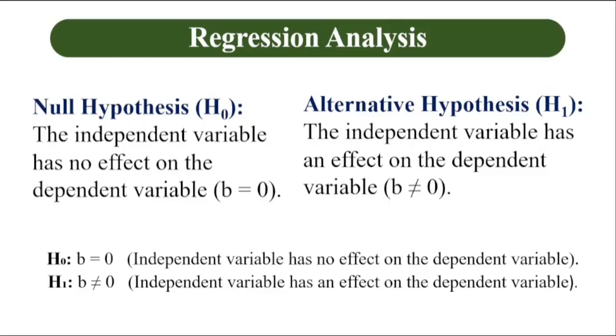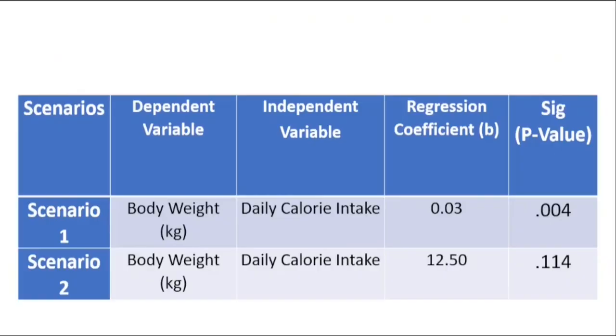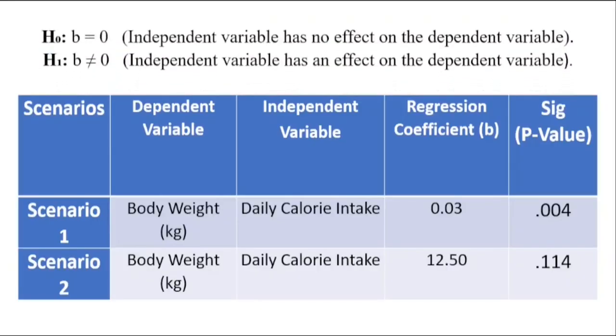Again, let's assume you have done the regression analysis with a given set of data consisting of dependent and independent variables, and the result outcome is as shown in this table for 2 different scenarios. As usual, how would you interpret this type of results? Put into consideration what we have learned so far. What does the p-value say about reject the null hypothesis or fail to reject the null hypothesis in relation to the regression coefficient? As you can see in this result table, the dependent variable is body weight, while the independent variable is the daily calorie intake.